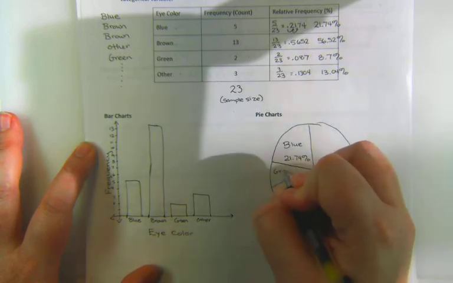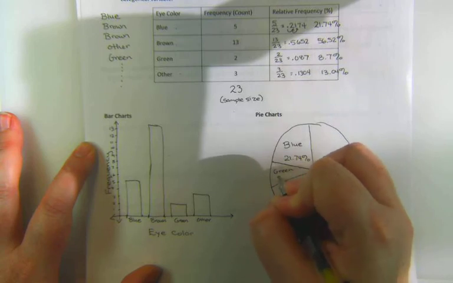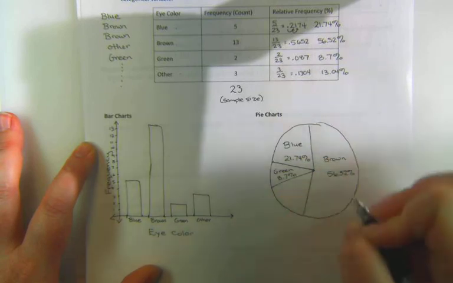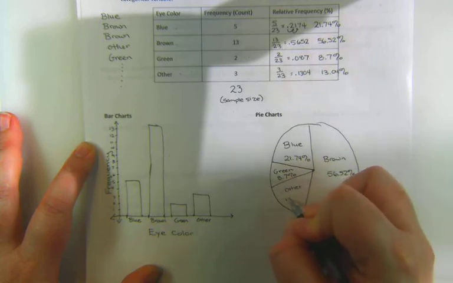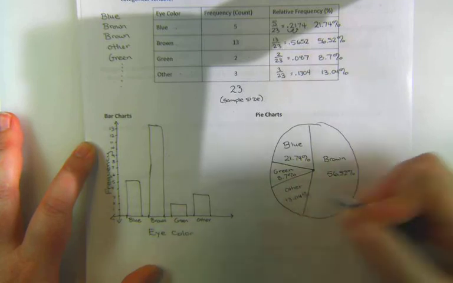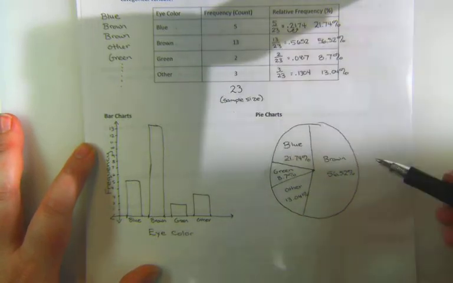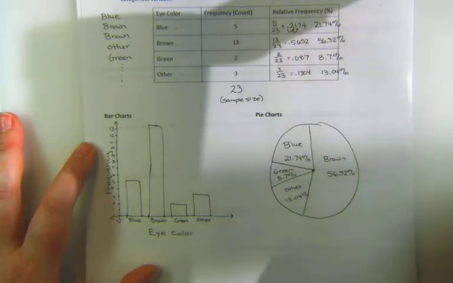And then for the rest, green should be smallest, 13 should be larger, but less than that. So maybe something like this. That's close enough. Drawing it by hand, just do the best you can.